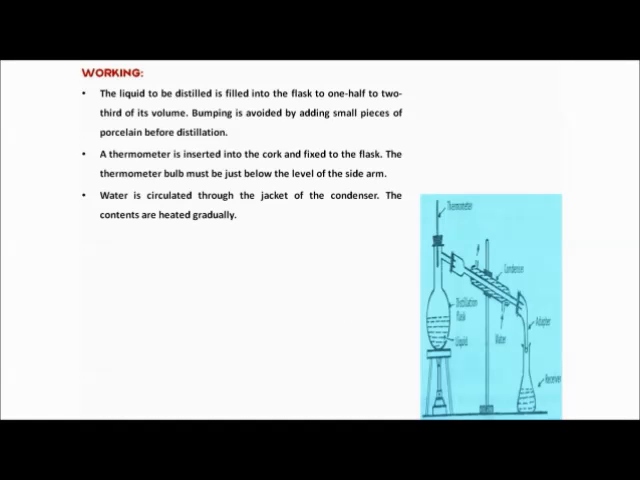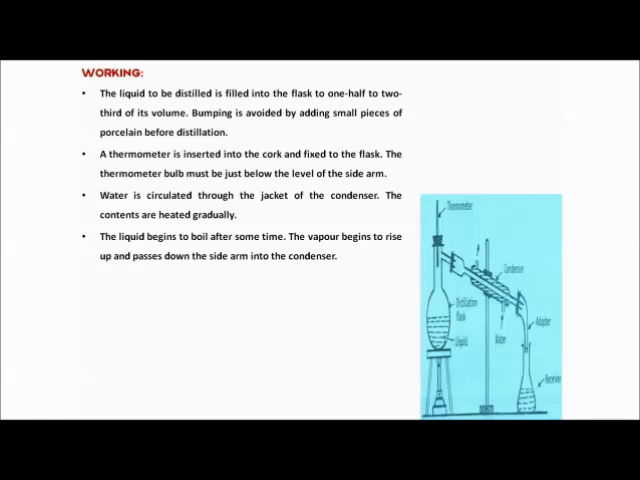Now the water is circulated through the jacket of the condenser. As I already told you, the water will come in this way, it will get circulated, and it will go out, right? The contents are gradually heated. The liquid begins to boil after some time. Once you are giving heat to this liquid, it will start boiling after some time.